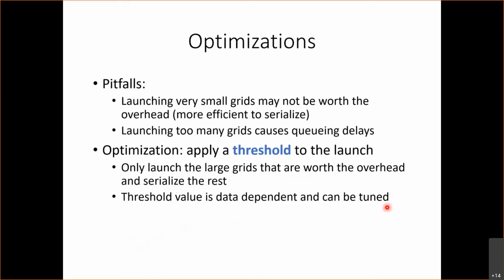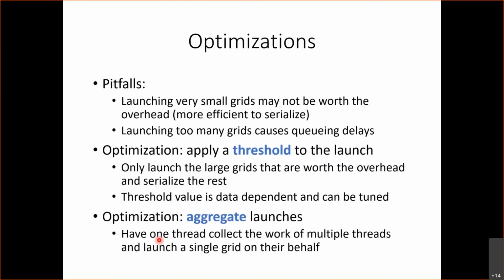And then another optimization, which one of you also mentioned, is to aggregate the launches. So what we can do is have one thread collect the work of multiple threads and launch a single grid on their behalf. So maybe rather than having each thread do a launch, we can do one launch for every warp, and the threads in the warp talk to each other and put their work together and do a launch. Or maybe all the threads in the block talk to each other, put their work together, and then do one launch. Or maybe the entire grid, or multiple thread blocks, talk to each other, put their work together, and then do one launch.